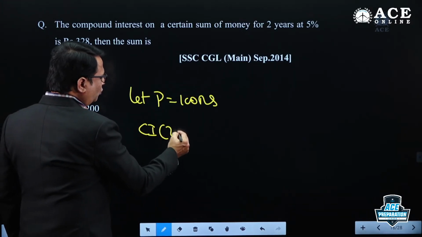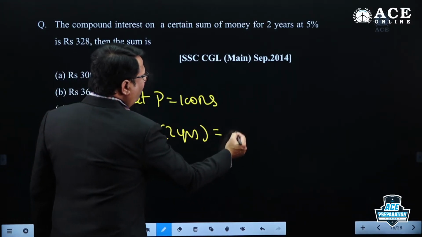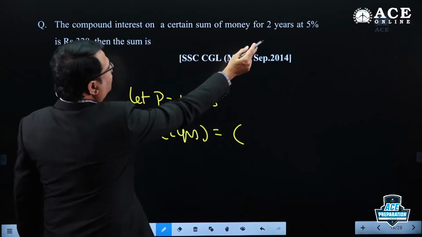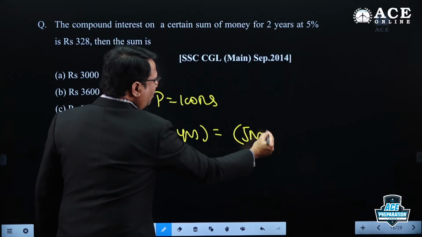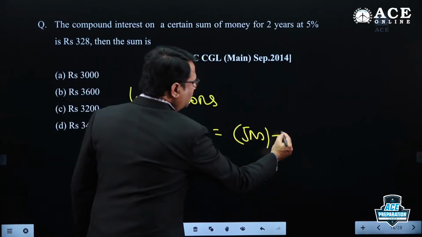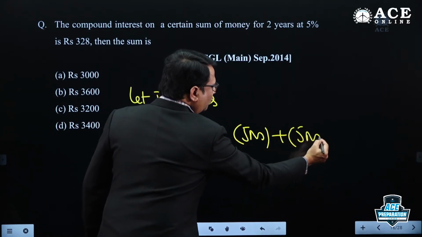Compound interest for 2 years. How much is it? First year, how much? The rate of interest is 5%. 5% of 100 is 5 rupees. First year interest is 5 rupees. Second year, how much? Again 5 rupees.